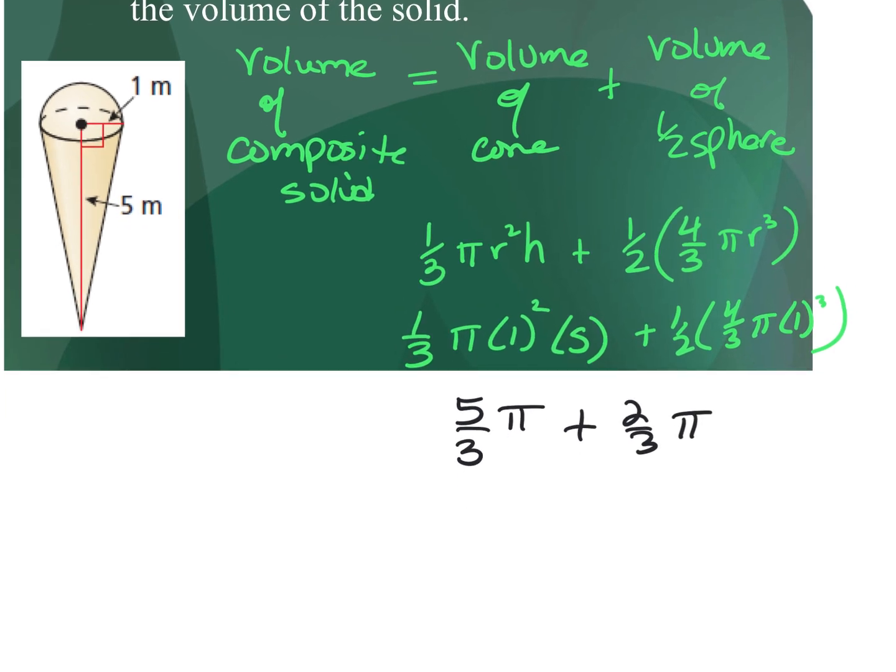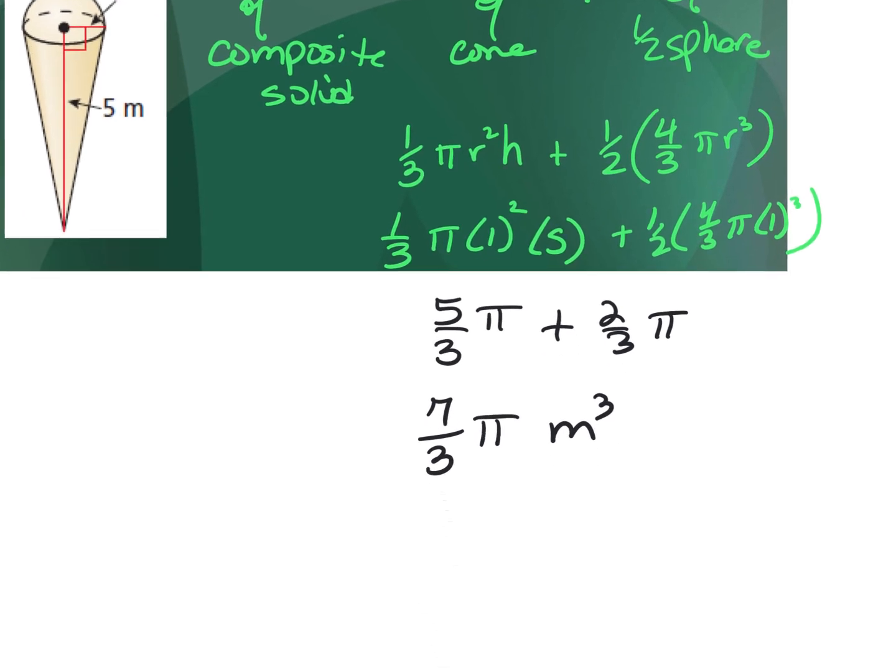I can add this together. I get 7/3 pi. Now, if it wanted left in terms of pi, this would be meters cubed. However, using your calculator and multiplying 7/3 times pi gives me 7.33 meters cubed. And this would be the volume of our composite solid.